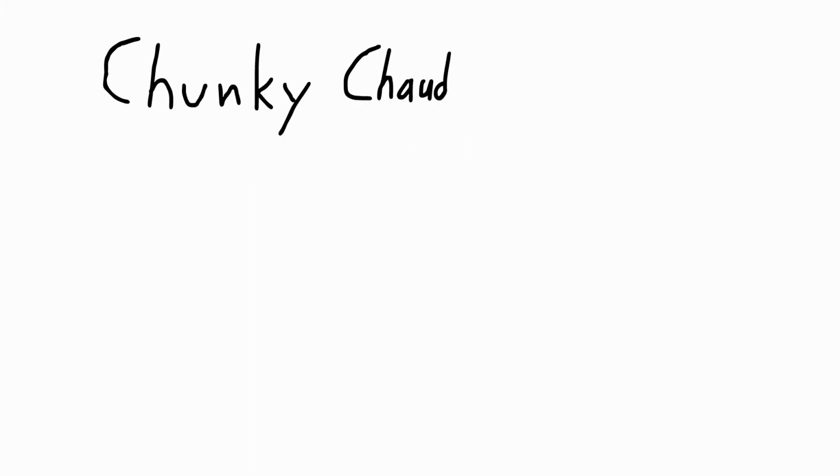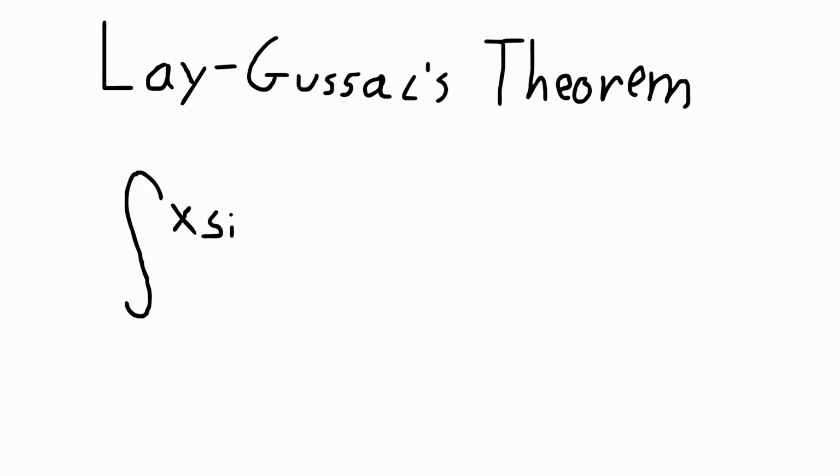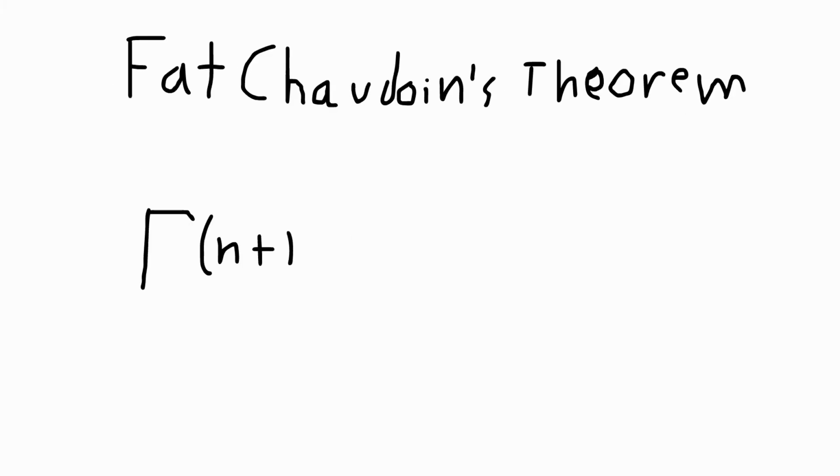Chunky-Chaudon's theorem assumes that we are ignorant non-calc students and states that y to the n is equal to the nth derivative of y. Ley-Gusak's theorem states that if an integral looks overly complex, it may be assumed to converge to 0. Chaudon's theorem states that the gamma of some function is equal to the Laplace transformation of the function upside down.